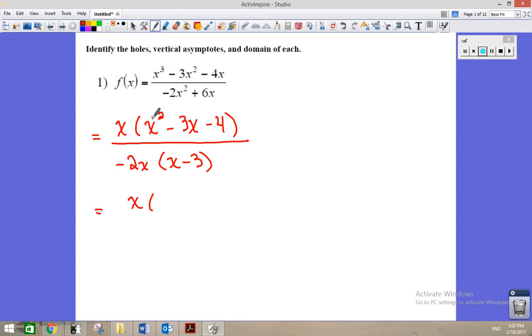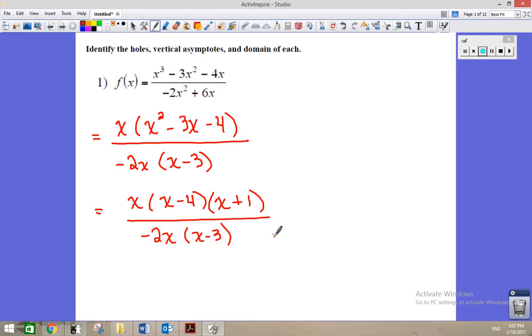I can factor this x squared minus 3x minus 4 into x minus 4 and x plus 1. All right. Now, when it's completely factored, I'm ready to state the domain.